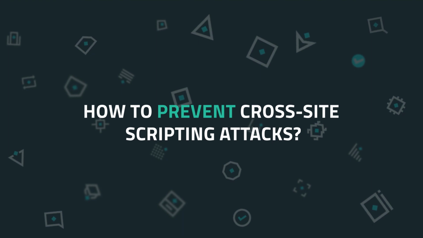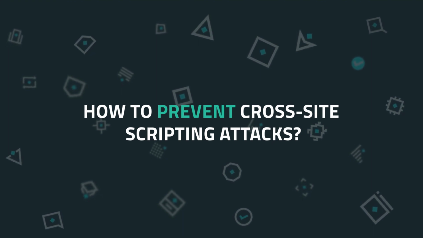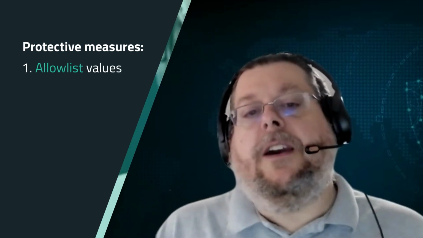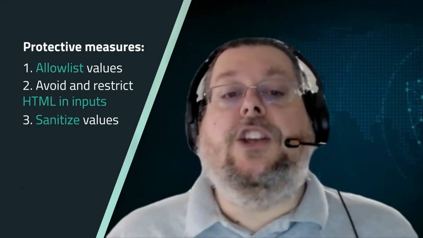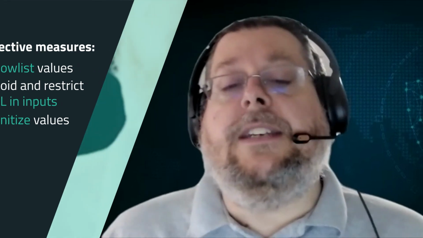So, how do we work to prevent cross-site scripting attacks? Well, of course, there's always our firewall plan. But here are some free ways to help prevent it. Allow list values. Restrict user input to specific allow lists so only safe values are sent to the server. Avoid and restrict HTML inputs. If you allow stylizing and formatting on input, use alternative ways such as Markdown or a sanitizer. Sanitize values. When using user-generated content, replace unsafe characters with their entities instead.